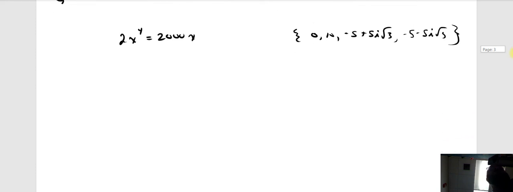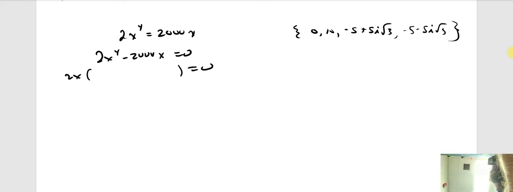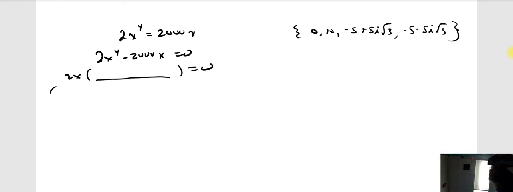This one's very, very similar. Write it 2x to the 4th minus 2000x equals 0. Factor a 2x out. That's going to be your next step. This is going to be the difference between two cubes. Factor it a little further. And then apply the rules that we've been using.